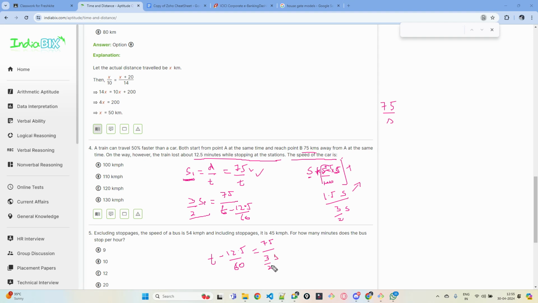Okay, so in this the 2 can go up. This will be 150 divided by s, and this will be plus. If it comes this side now, this will be plus 125. So these two things you can equate. This is also time and this is also time. This will be 150 divided by 3s, and this 12.5 divided by 60 will be plus.